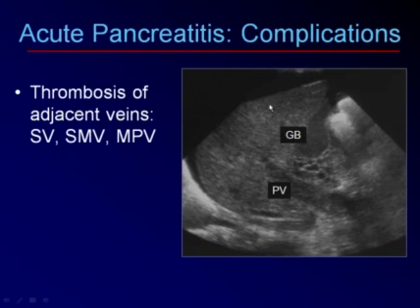Another complication of acute pancreatitis is thrombosis of adjacent veins. So intimately related is the splenic vein that it easily becomes thrombosed. The mesenteric vein can become thrombosed, and the thrombus can extend up into the portal vein, as it does in this case.